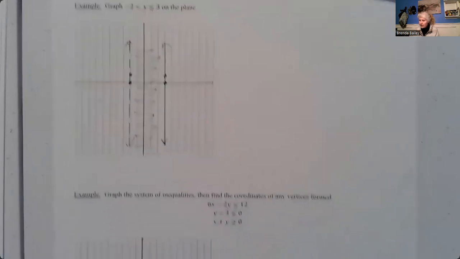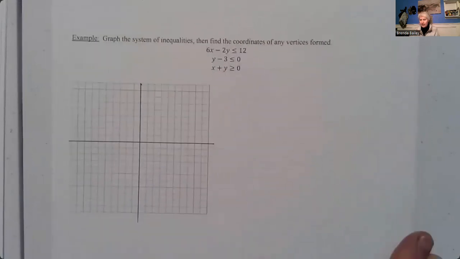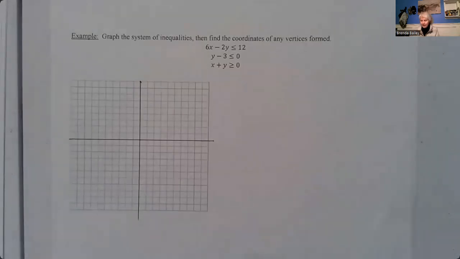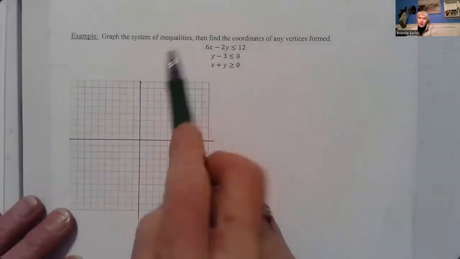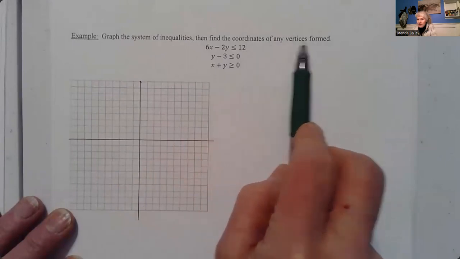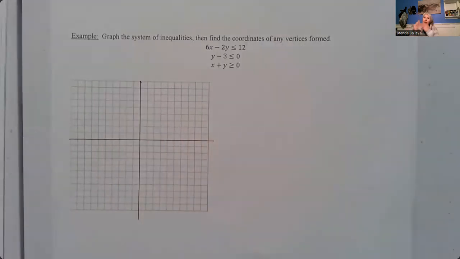Our last one will take a little bit of time. This is getting you ready for what's called linear programming. But what we're going to do is graph the system of inequalities, and then find the coordinates of any vertices formed. So we're going to find out where they intersect. And I've tried to keep this pretty simple in your homework. They may just have one of these.